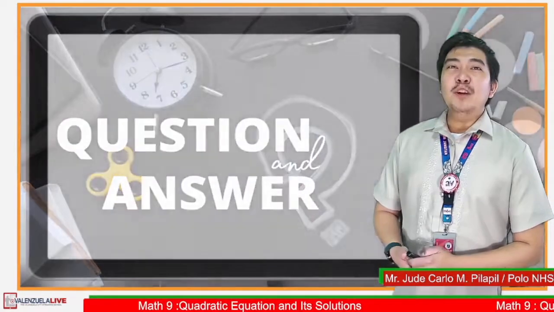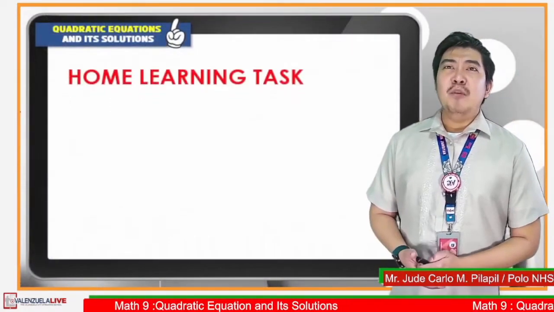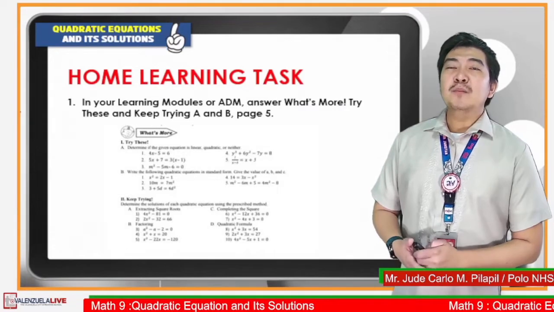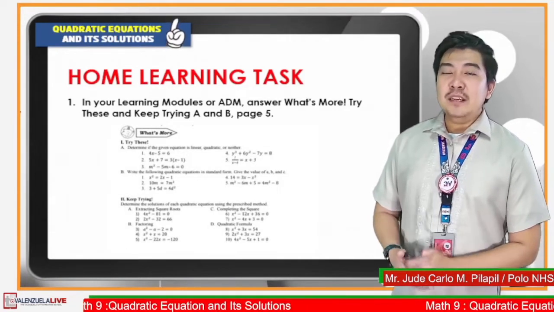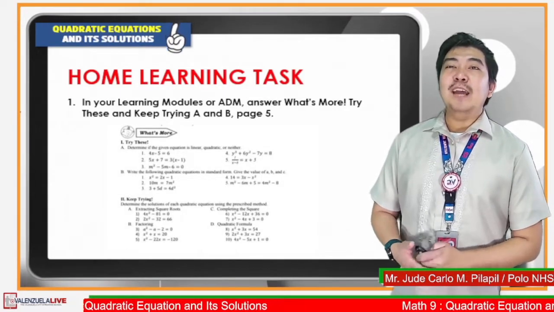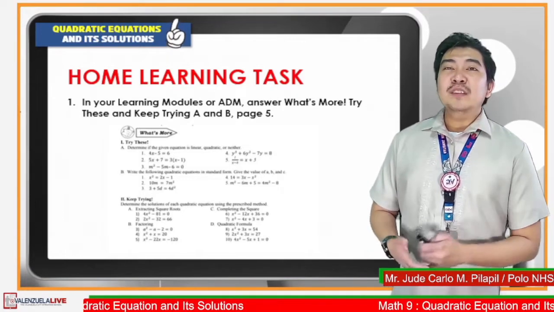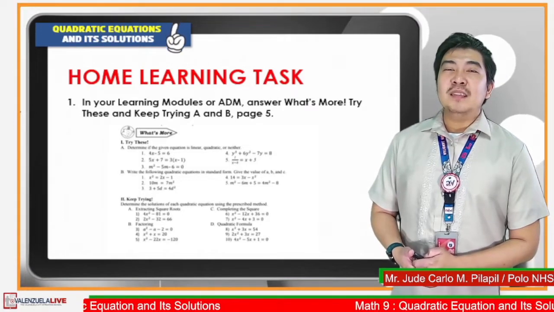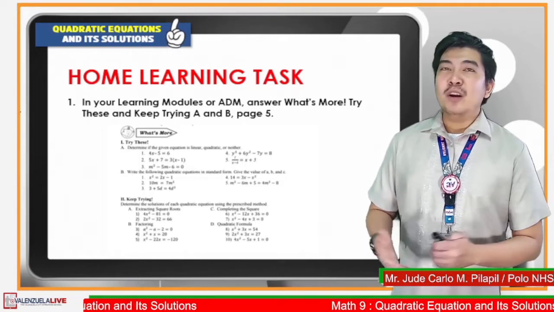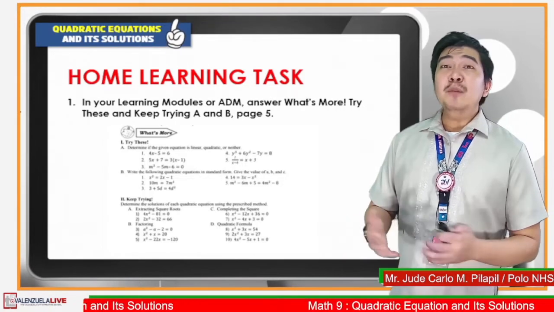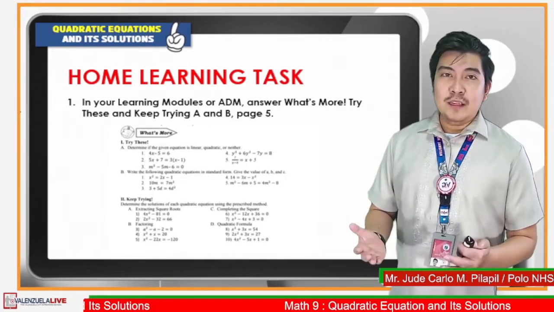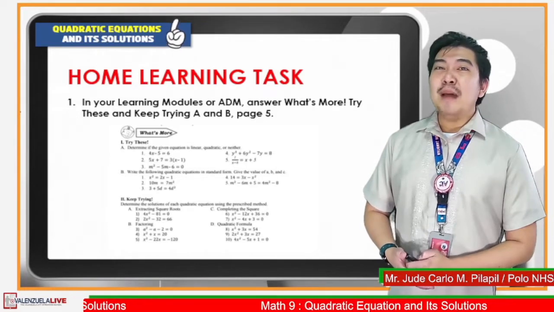And for your home learning task in your ADM or learning modules, under the What's More section, answer Try These and Keep Trying A and B. You may also visit the DepEd Commons at commons.deped.gov.ph for more information. If there will be clarifications and queries, you may ask your respective math teachers.